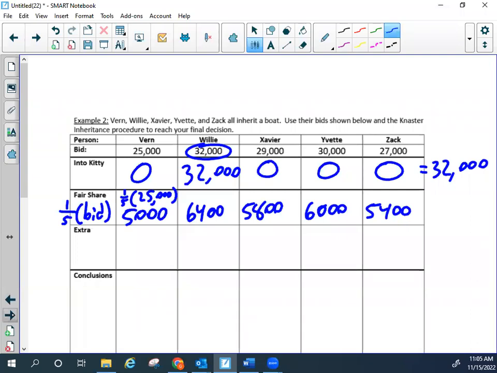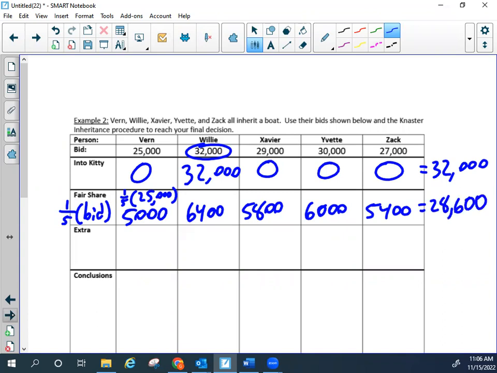So we started with Willie throwing $32,000 onto the table. Vern puts 5,000 in his pocket. Willie puts 6,400 in his pocket. Xavier puts 5,800, so on and so forth. And that comes out to $28,600, which means there's money left over in the kitty.